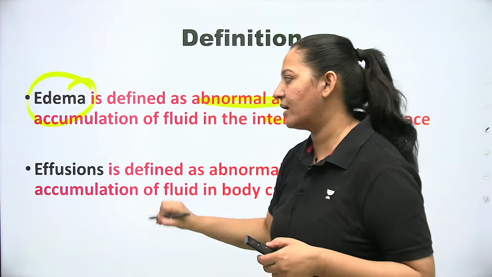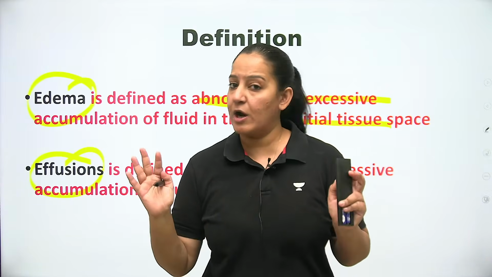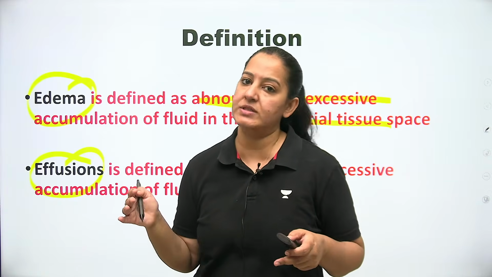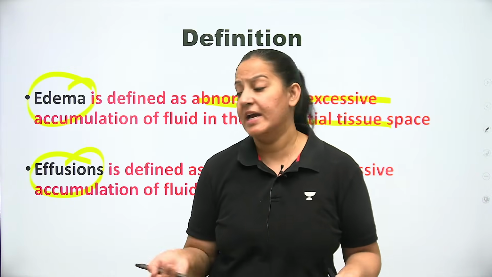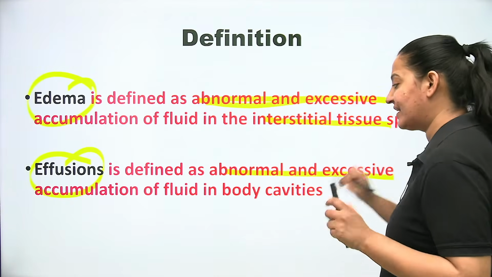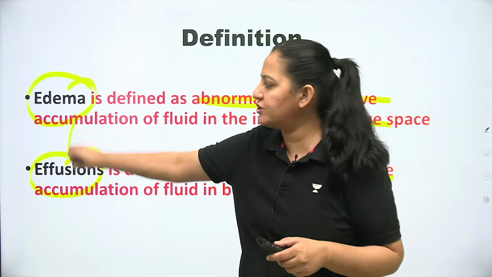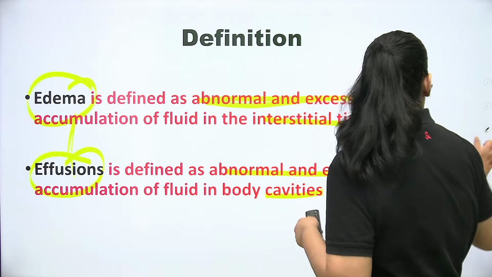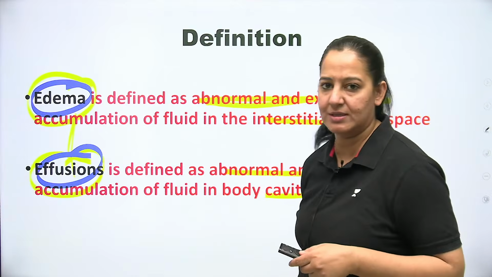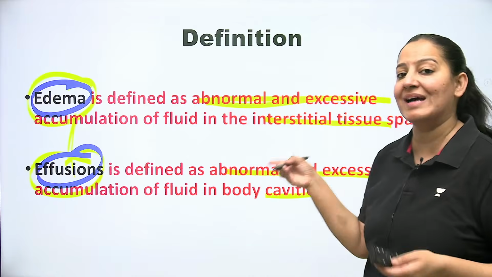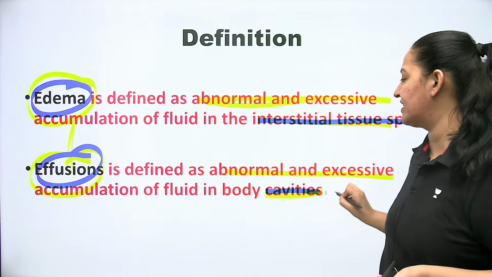You got my point? Now there is another term, which is known as effusion. In the human body, we have various cavities. We have the pleural cavity surrounding the lung, the pericardial cavity surrounding the heart, the peritoneal cavity, abdominal cavity, thoracic cavity. If abnormal and excessive fluid collects in a cavity, not in the interstitial space but in a cavity, it is known as effusion. Now, the pathophysiology of edema and effusion is the same. So basically, I am teaching you both. If the question comes on edema, the pathogenesis is the same. If the question comes on effusion, the pathogenesis is the same. The only difference: both are abnormal and excessive collection of fluid, but in edema the fluid is collected in the interstitial space, and in effusion the fluid is collected in the body cavities.